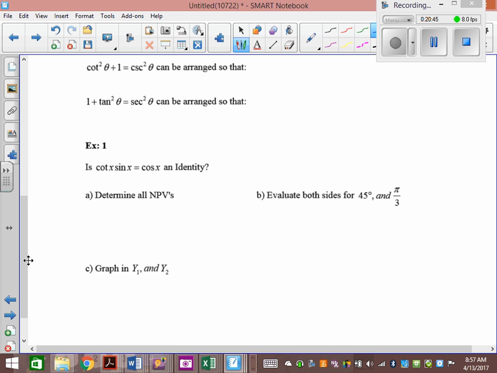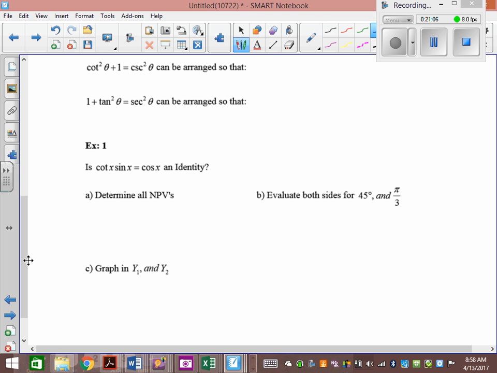So let's look at this one. Is cotan squared sine squared equals cos x an identity? Well, there's 3 ways we can look at this. Well, there's 2 ways for now. We're not going to do proofs because proofs come in two lessons. We're not going to do a proof where you show that it actually works by replacing, but we're going to do the 2 other methods.